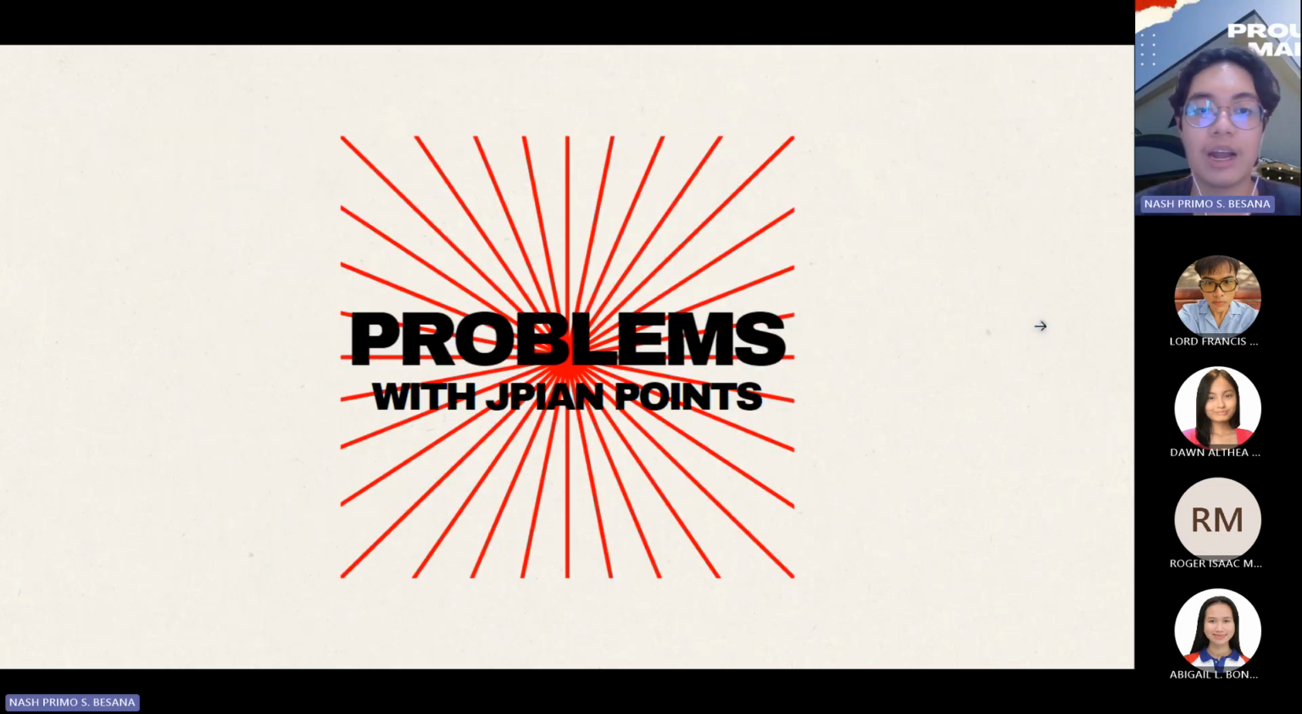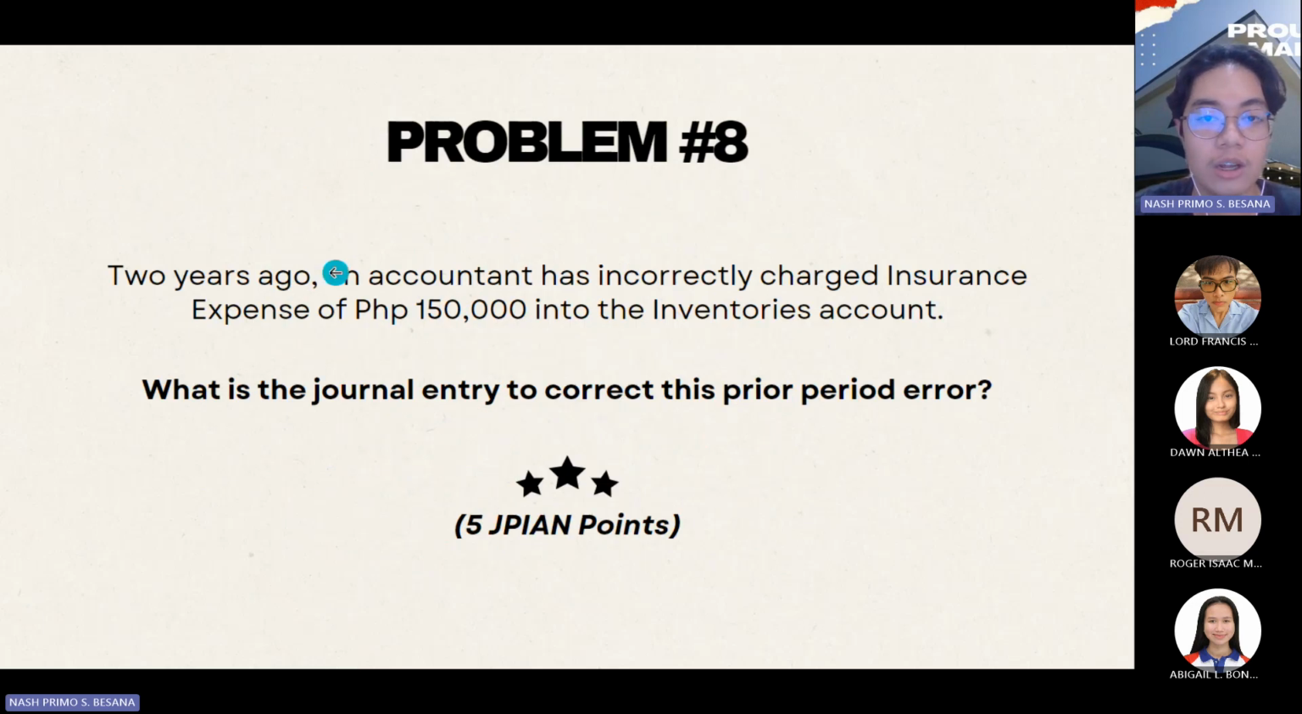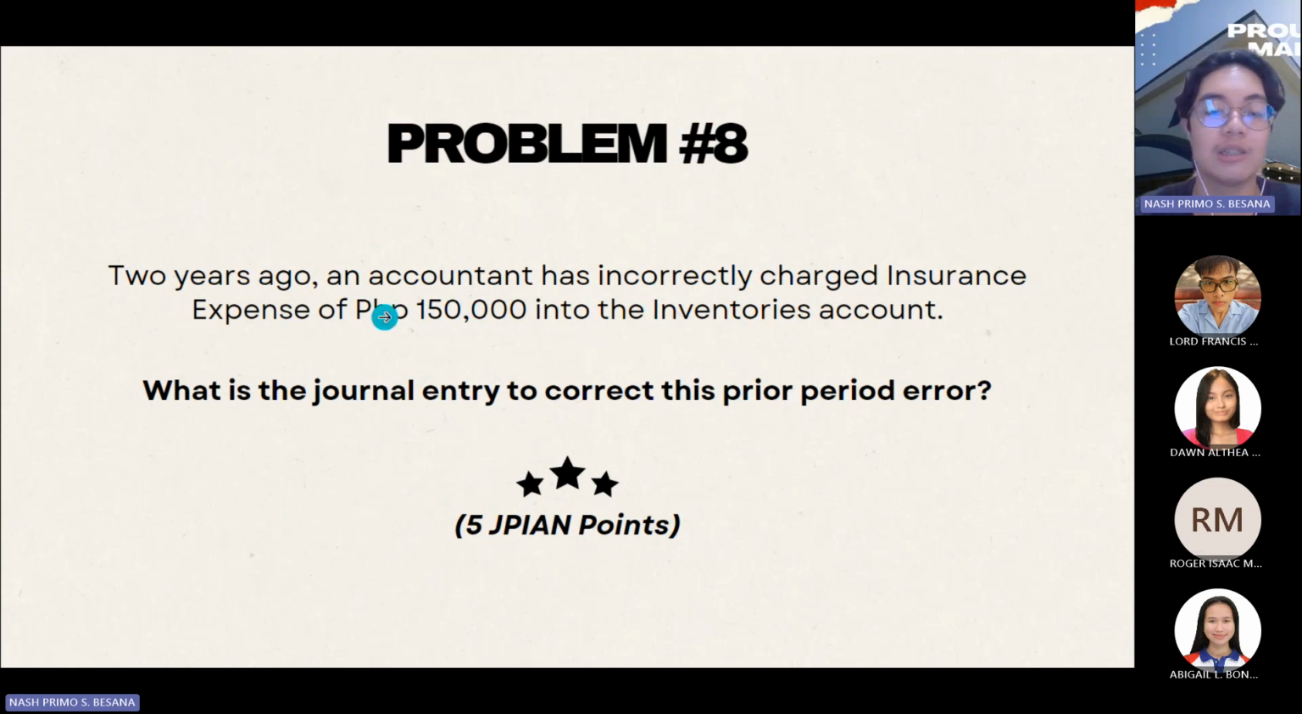So for our problems for the prior period errors, here we have problem number 8. Two years ago, an accountant has incorrectly charged insurance expense of 150,000 pesos into the inventories account. What is the journal entry to correct this prior period error? So again, si accountant daw chinarge niya sa insurance expense yung 150,000 when dapat palang ilagay yung 150 sa inventories. So how do we correct this prior period error with a journal entry? So I would give you guys again 5 minutes.